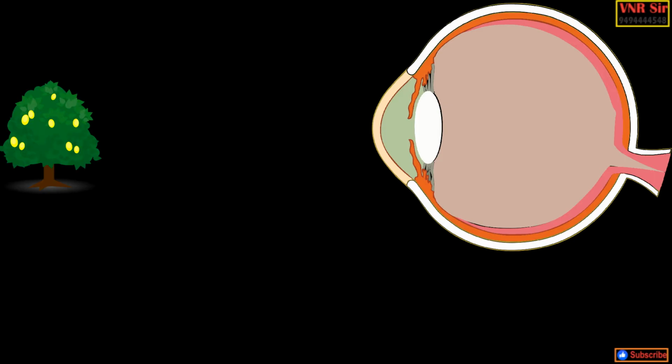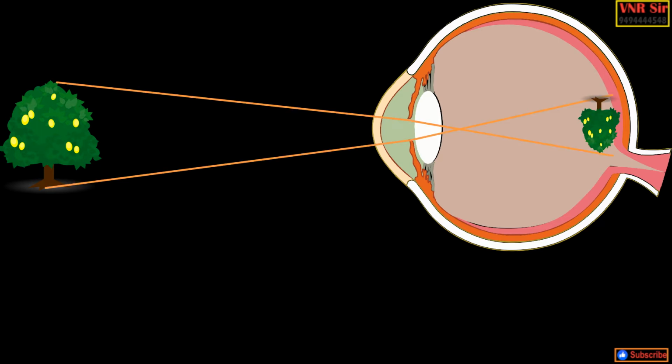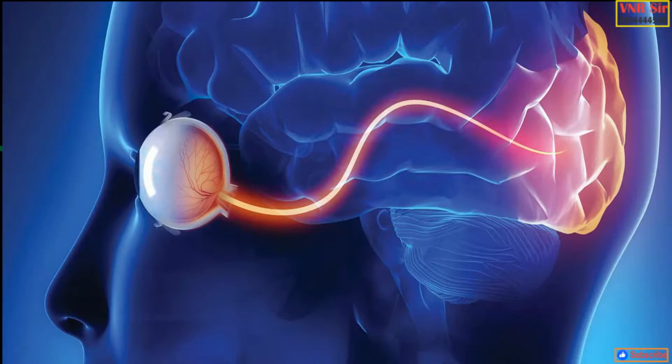When we see an object, the light coming from the object passes through the eye lens. Our eye lens refracts the light and forms an image on the retina. The image formed on the retina is inverted and it is a real image. Then the retina converts the image into signals and sends them to the brain through the optic nerve. Our brain interprets those signals and identifies the color, shape and distance of the object from the eye.